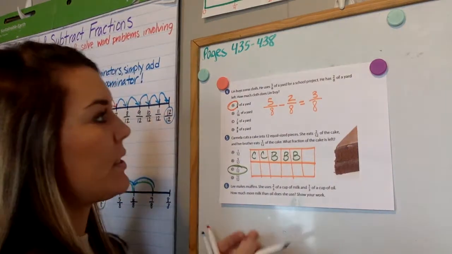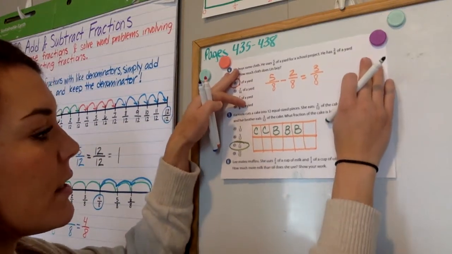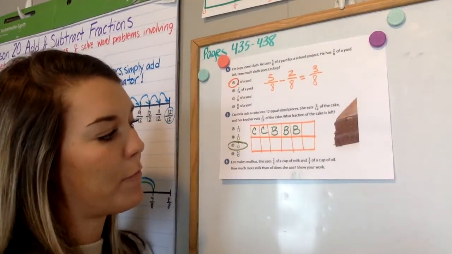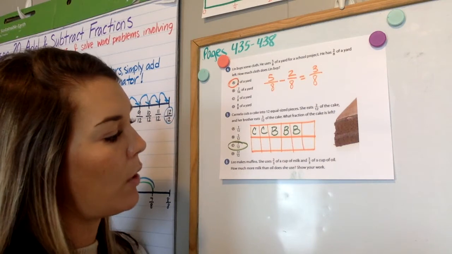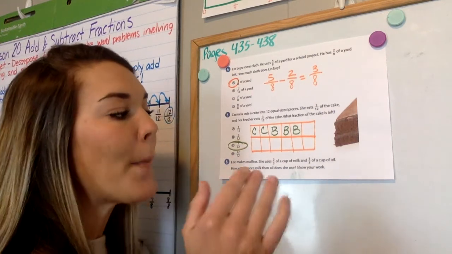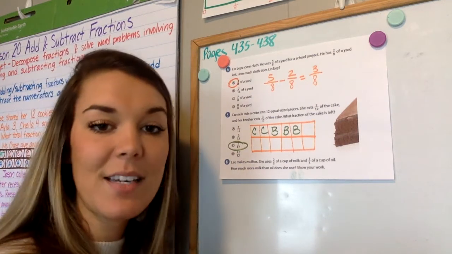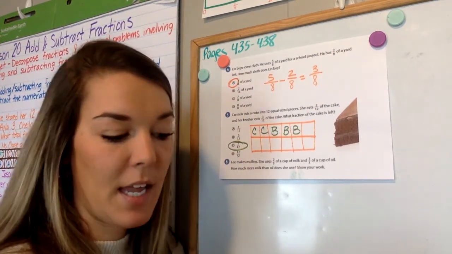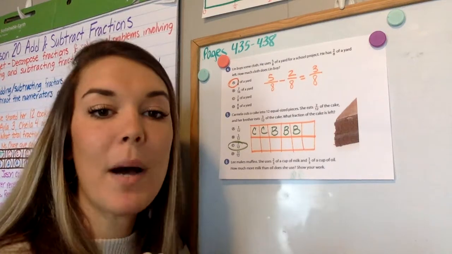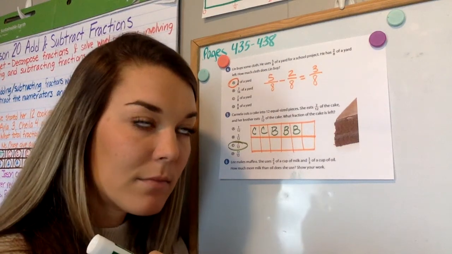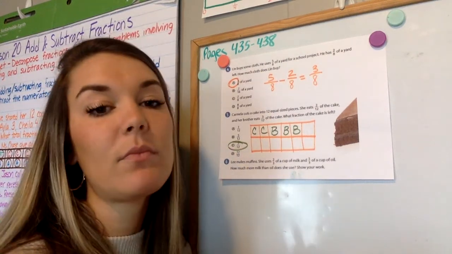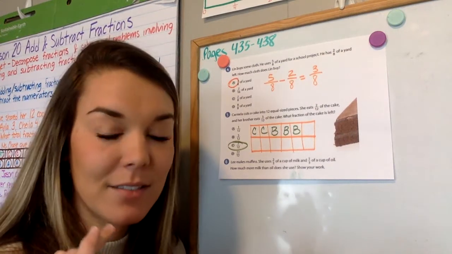All right. Number 6, Lee makes muffins. She uses 2/3 of a cup of milk and 1/3 of a cup of oil. How much more milk does she use than oil? So that's another important term. If you're looking for how much more of something, that means you need to subtract, okay?